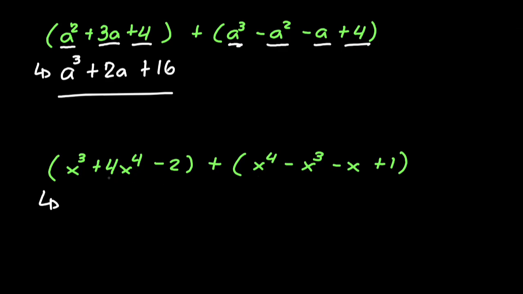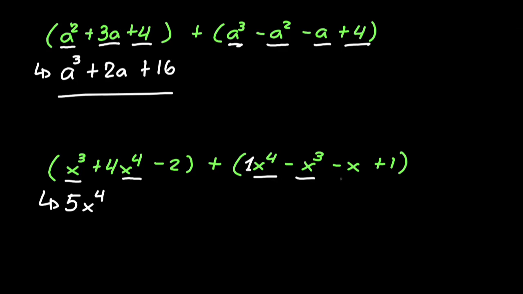So we're going to focus on the highest exponent, which is x raised to the power of 4. There is x raised to the power of 4 here. So 4 plus 1 would be 5x raised to the power of 4. Next up is x cubed. There is x cubed here. So x cubed minus x cubed would be simply 0. So no need to put it.